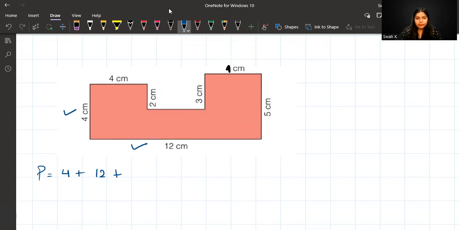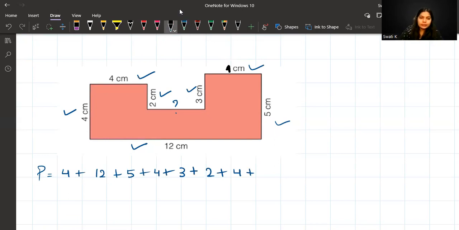Plus 5, plus 4, plus 3 plus, I don't know this, so let's write a question mark, plus 2 and then plus 4. So I can clearly see that I have just left the question mark aside, right? We will figure it out. What is the length of this? So the length of this, we need to figure it out.